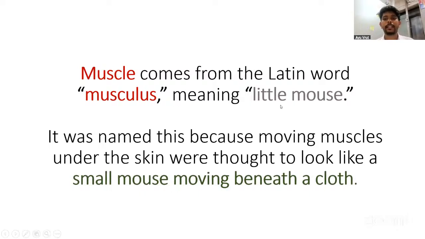So muscles को little चूहा भी कहा जाता है, little mouse भी कहा जाता है. क्यों? Because this small mouse moving beneath a cloth. So as कपड़े के नीचे अगर if there is a mouse, if he keeps moving, you can see it on the cloth itself. So because of that mouse, this muscle was named after that. So here is a video of forearms of hand getting flexed and extended. So this muscles of forearms is getting moved, and it resembles like a mouse beneath the skin. It is moving up and down.